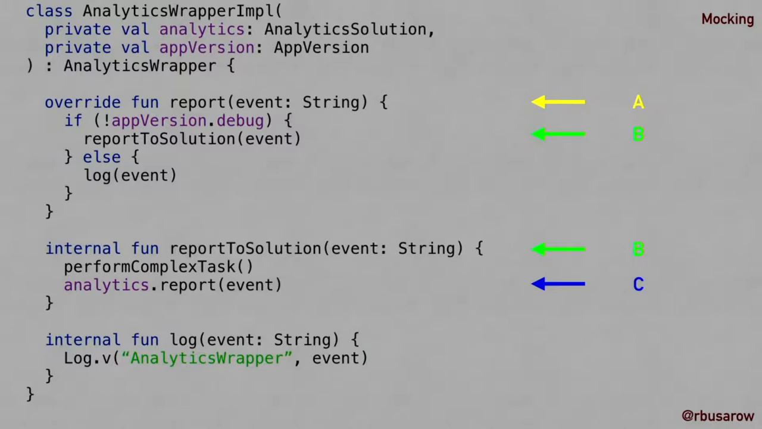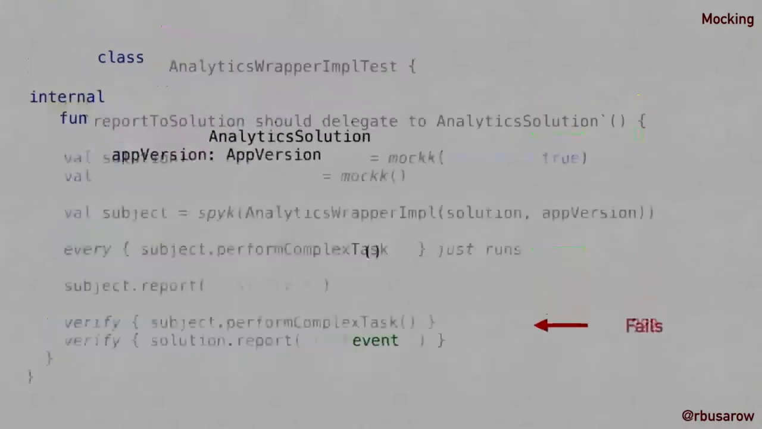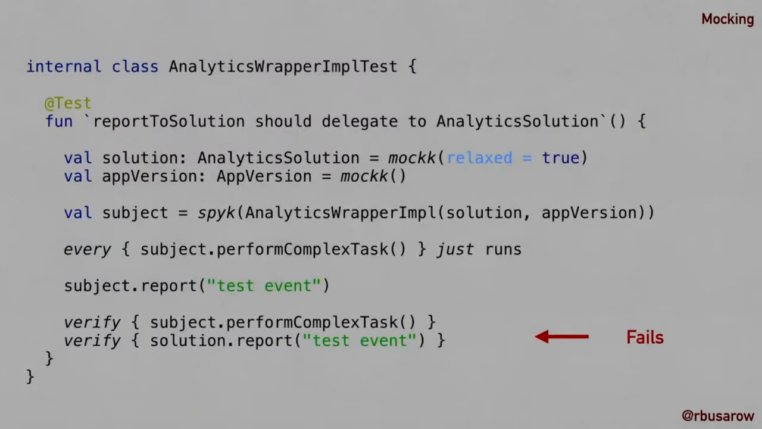But now what if 6 months down the road something happens and we decide to pull out this crappy SDK for the analytics solution? Now, A and B, the test for that is unchanged. But if we run this test, the report to solution test, it's going to fail because we're no longer calling solution.report. In fact, it's probably not a Gradle dependency anymore, and this wouldn't even build. But we get the idea.